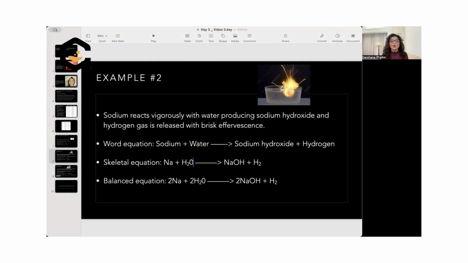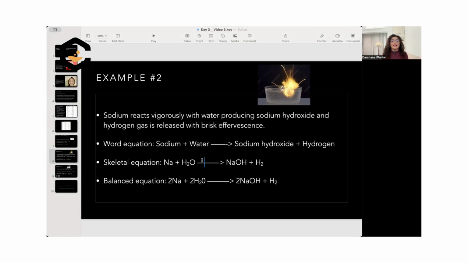Let me just change this O. I think I put 0. Oops. Okay, perfect. I'm a little OCD. So Na plus H2O gives you NaOH and H2. This is a skeletal equation. I told you hydrogen is a diatomic.